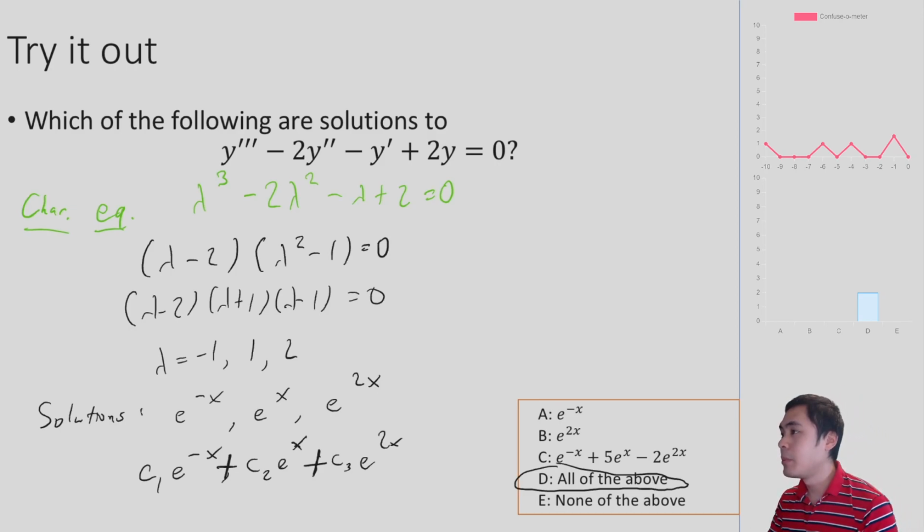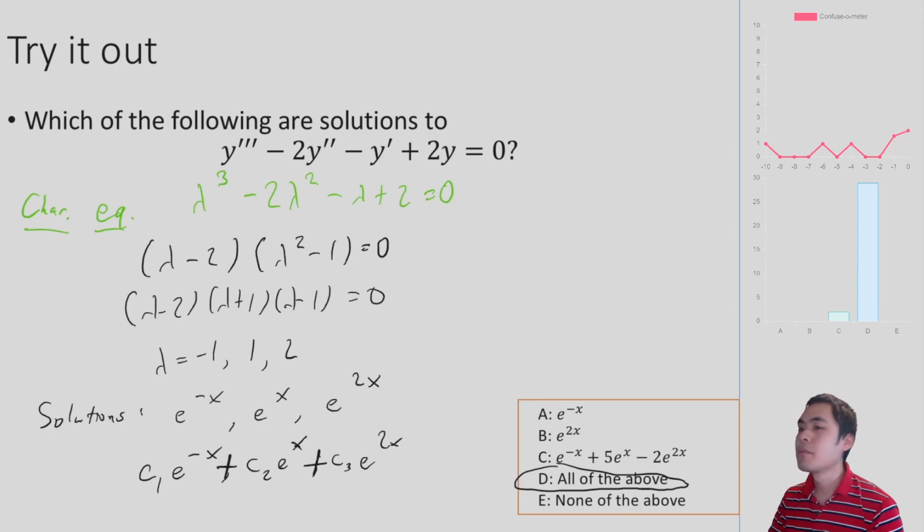And it looks like people, yeah, okay. So yes, all of these are solutions, including the first two, because you can just set a c equal to 0 for the appropriate constant. Okay, let's try it out one more time, and then we'll probably end here.